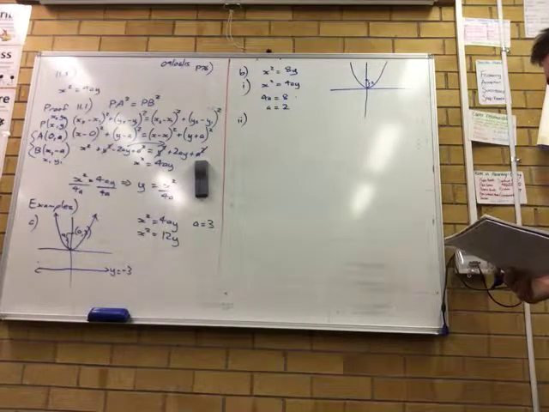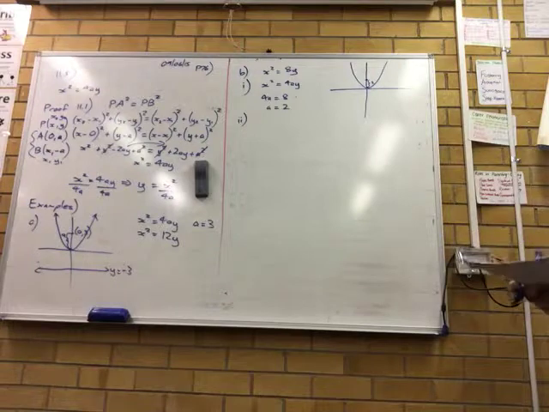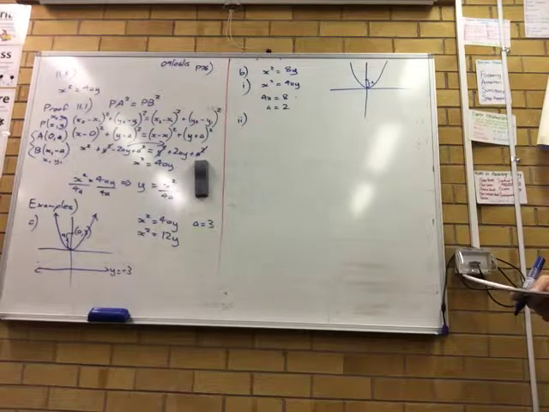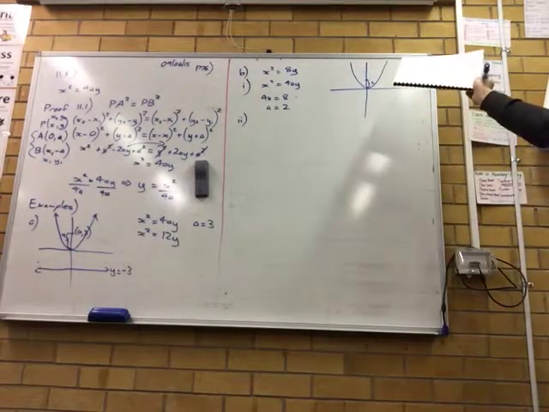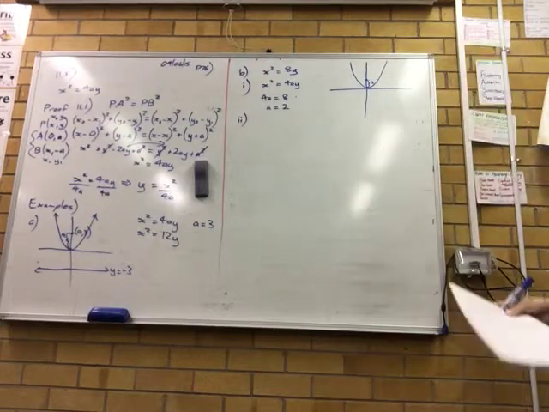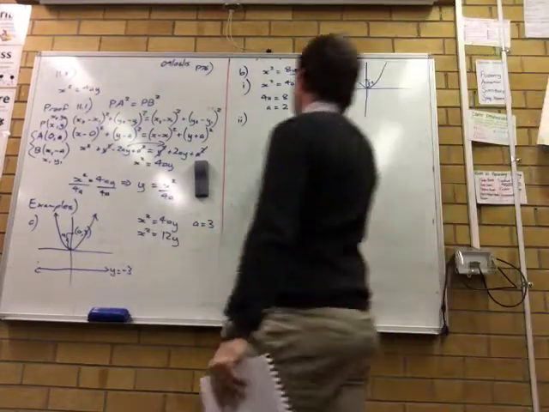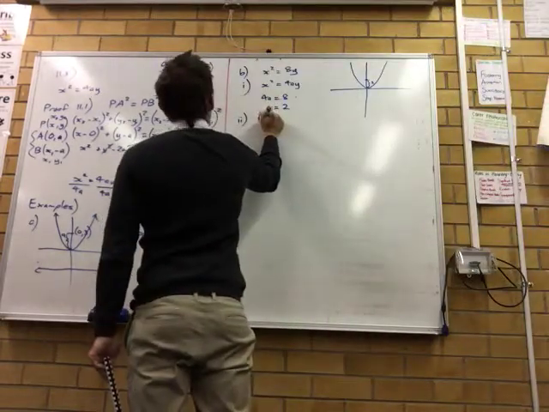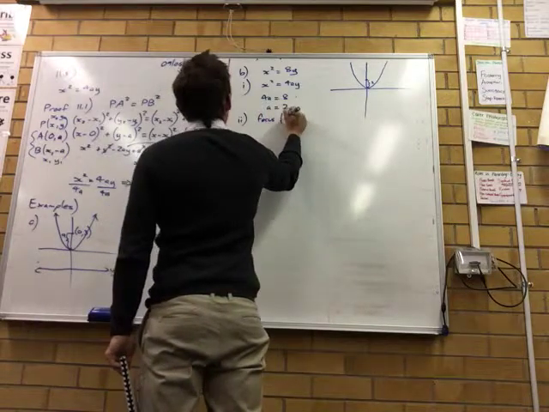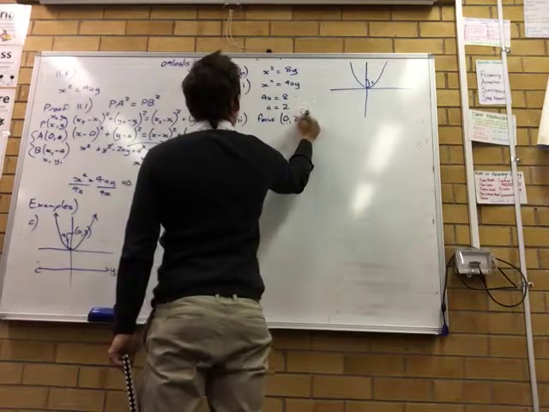Part 2, find the coordinates of the focus. 0, 2. So we've got our concave up parabola at the origin with the focal length 2, so 2 units up from the origin. So the focus has coordinates 0, 2.